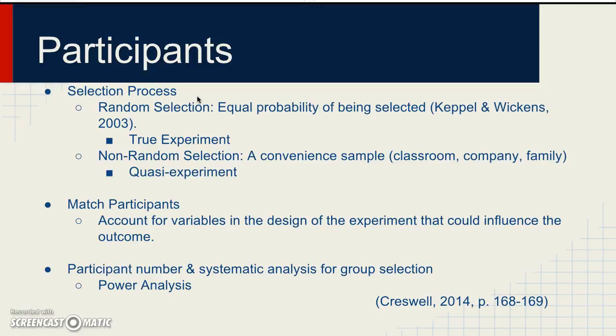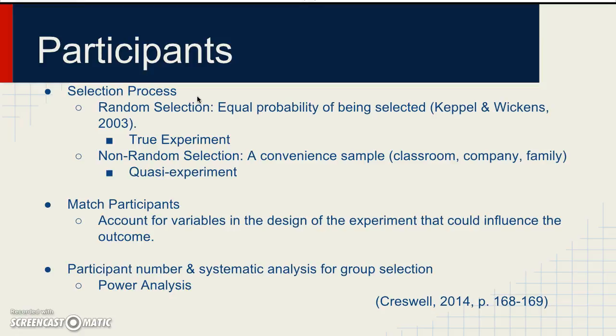There are 2 ways to select participants for an experiment. The first is random selection. Each individual has an equal probability of being selected. This helps provide an accurate representation of the population. This is also a true experiment.